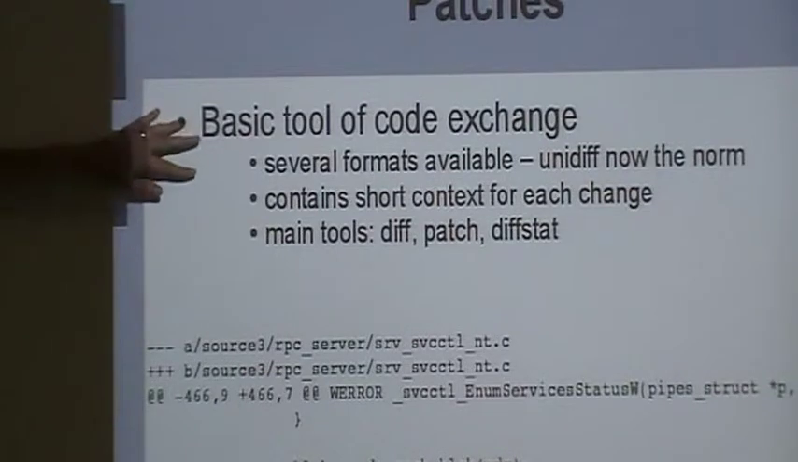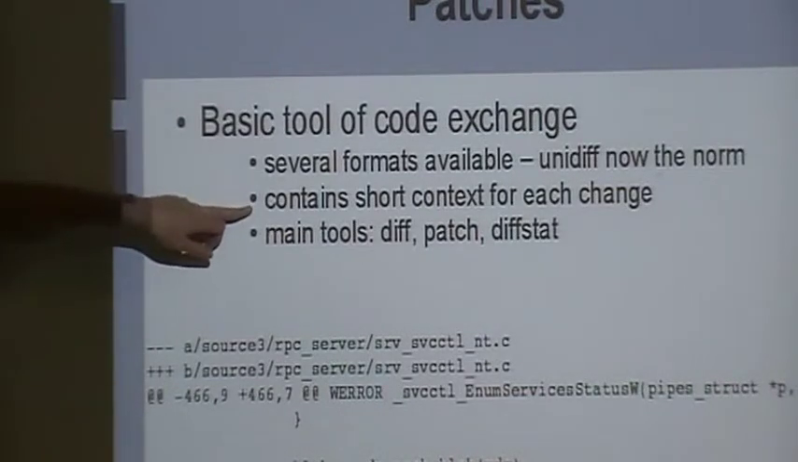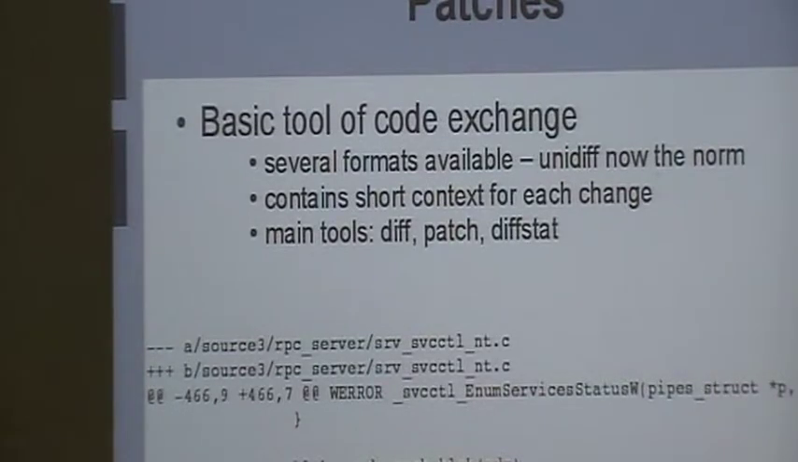So basically, a patch is a tool for code exchange. There are several different formats, but there are a number of common features between them. These days, most people have settled on one format, which is called the UniDiff format, right? UniDiff is the universal differencing format. Nearly all patches that are sent around between projects are in a variant of the UniDiff format these days, and this is an example of a UniDiff format patch. It contains a short bit of context for each change.